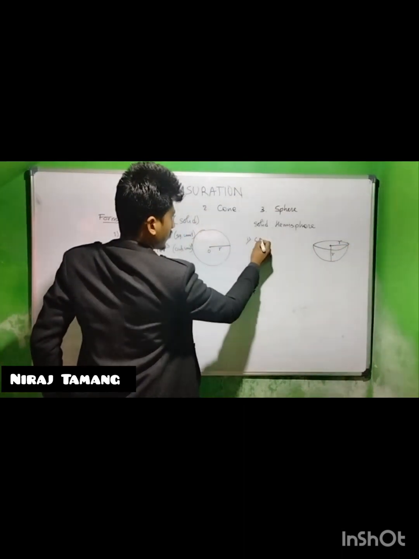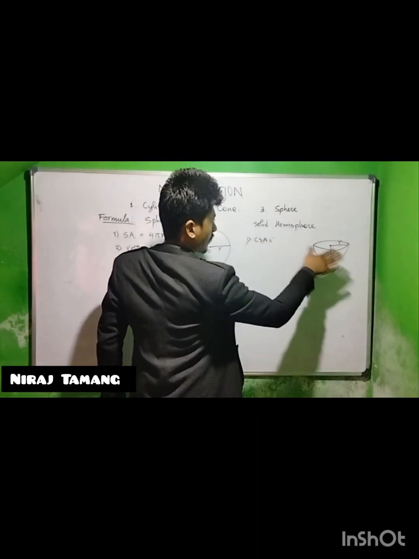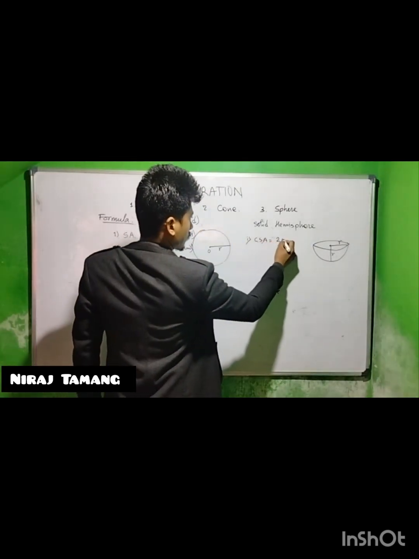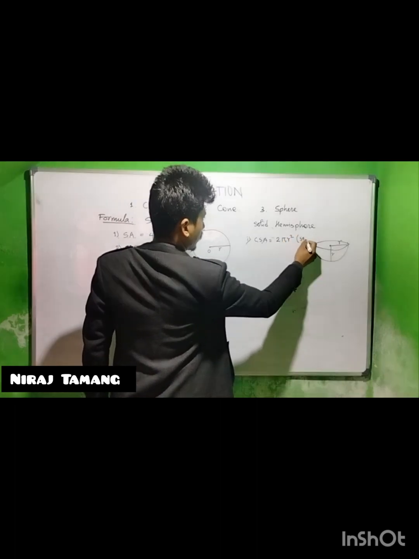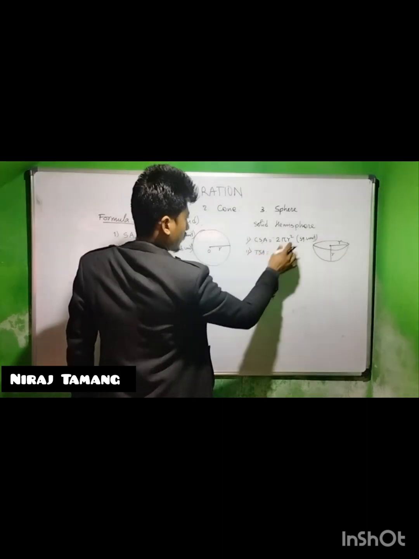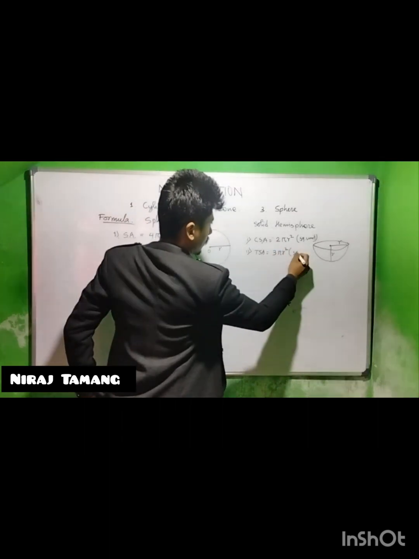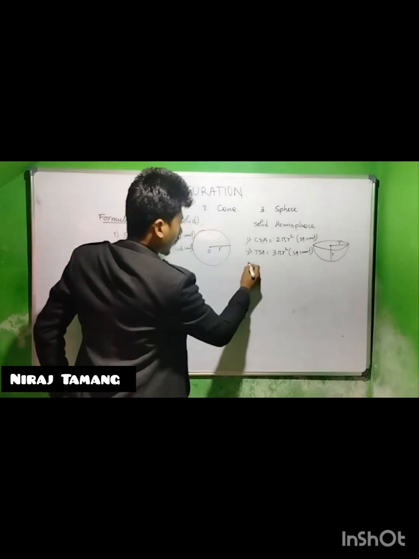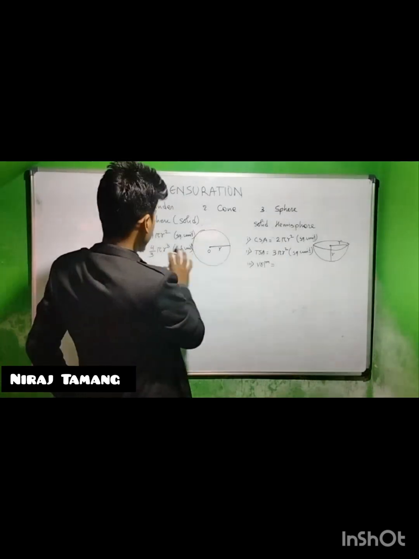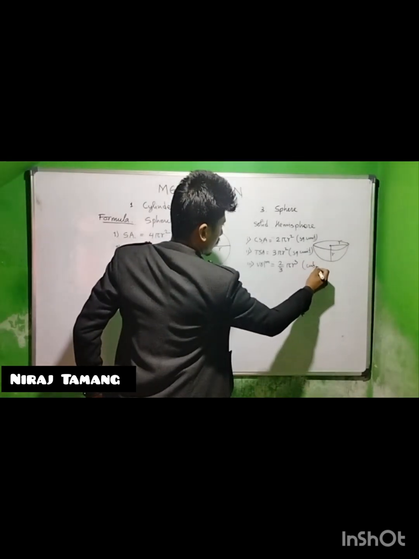Number 1, CSA. Since it has two surfaces, one is the curved surface, another is the plane surface, CSA will be half of the sphere's surface area, that is 2 pi r square, square unit. And number 2 is TSA, that is including the plane surface, that becomes 3 pi r square, unit will be the same, square unit. And number 3 is its volume of the material. Volume is half of the sphere's volume, that is 2 by 3 pi r cube, unit will be cubic unit.